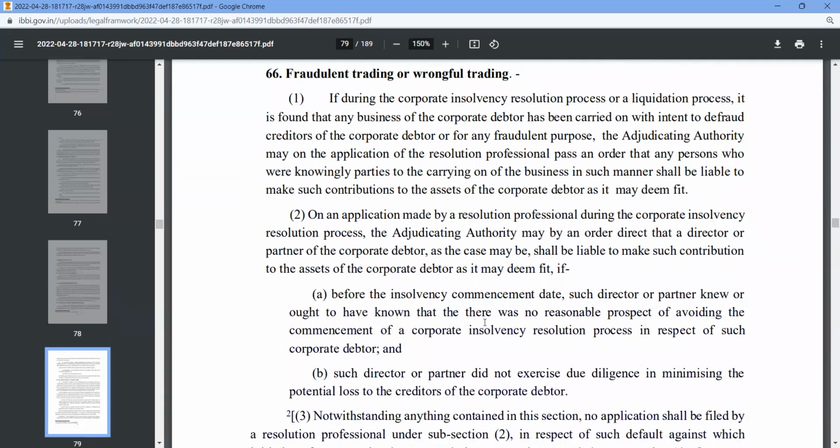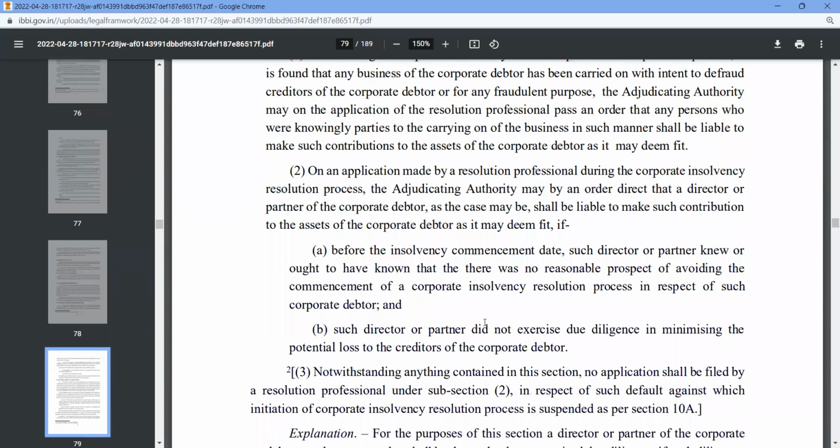Then it talks of twilight zone also. Before the insolvency commencement date, such director or partner knew or ought to have known that there was no reasonable prospect of avoiding the commencement of a corporate insolvency resolution process in respect of such corporate debtor. That means the director or partners knew that this ship is sinking. So they will be made personally liable, and such director or partner did not exercise due diligence in minimizing the potential loss. Okay.